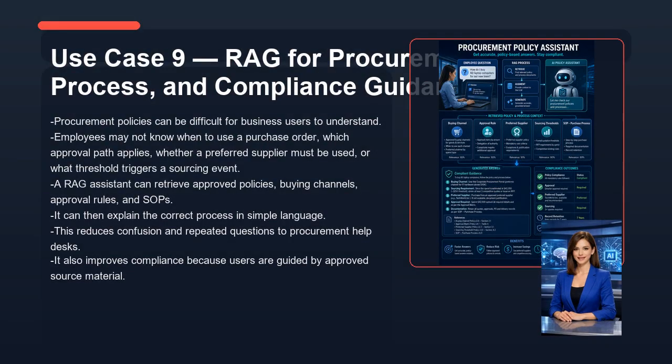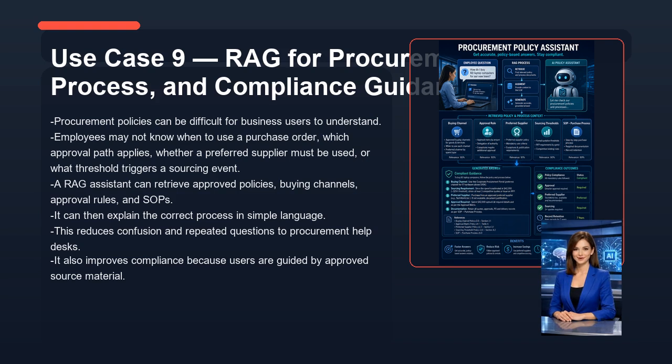Now let's look at use case 9, RAG for procurement policy, process, and compliance guidance. Procurement policies can be difficult for business users to understand. Employees may not know when to use a purchase order, which approval path applies, whether a preferred supplier must be used, or what threshold triggers a sourcing event.